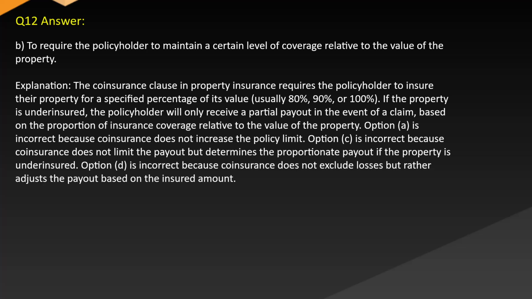Option A is incorrect because coinsurance does not increase the policy limit. Option C is incorrect because coinsurance does not limit the payout but determines the proportionate payout if the property is underinsured. Option D is incorrect because coinsurance does not exclude losses but rather adjusts the payout based on the insured amount.